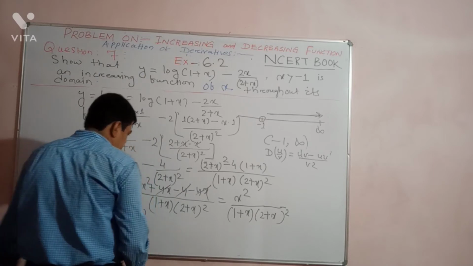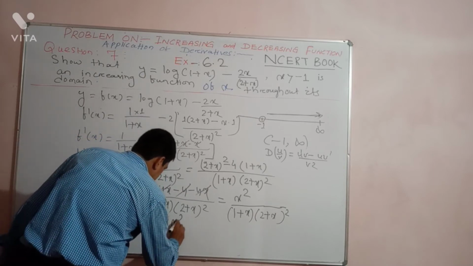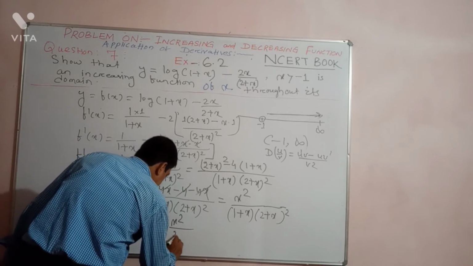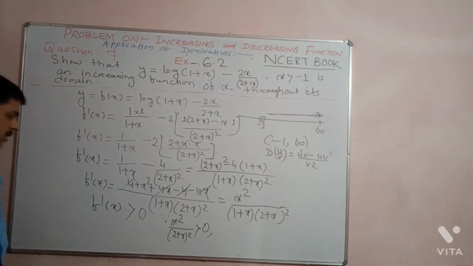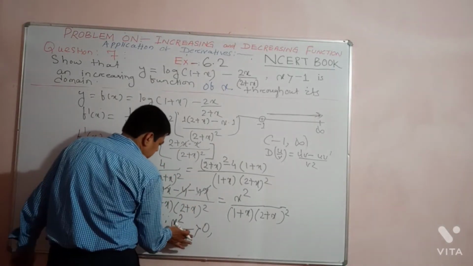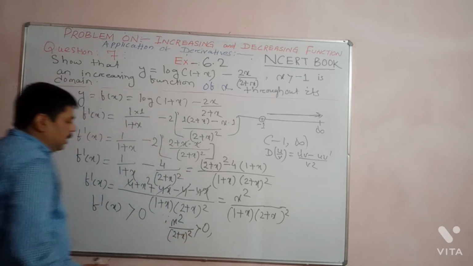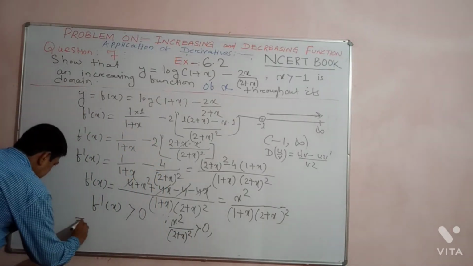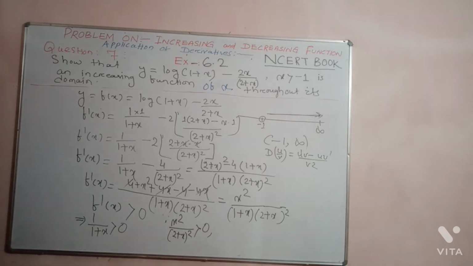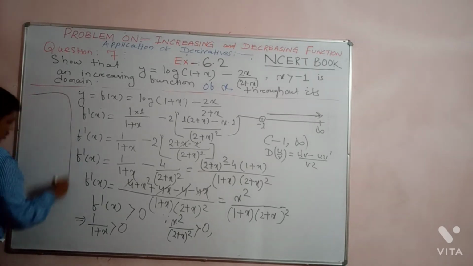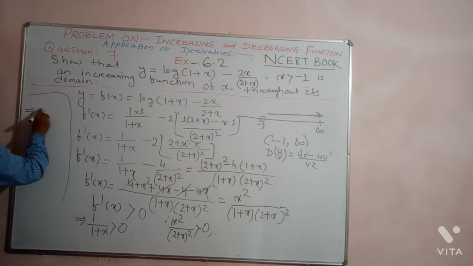Here, you see now, this factor x square is always greater than 0 because the power of 2 is even. Here 2 plus x square, here the power is also even, so the value is always greater than 0. That implies 1 divided by 1 plus x is greater than 0, understand or not? Yes or no? That implies 1 plus x is greater than 0, and that implies x is greater than minus 1.